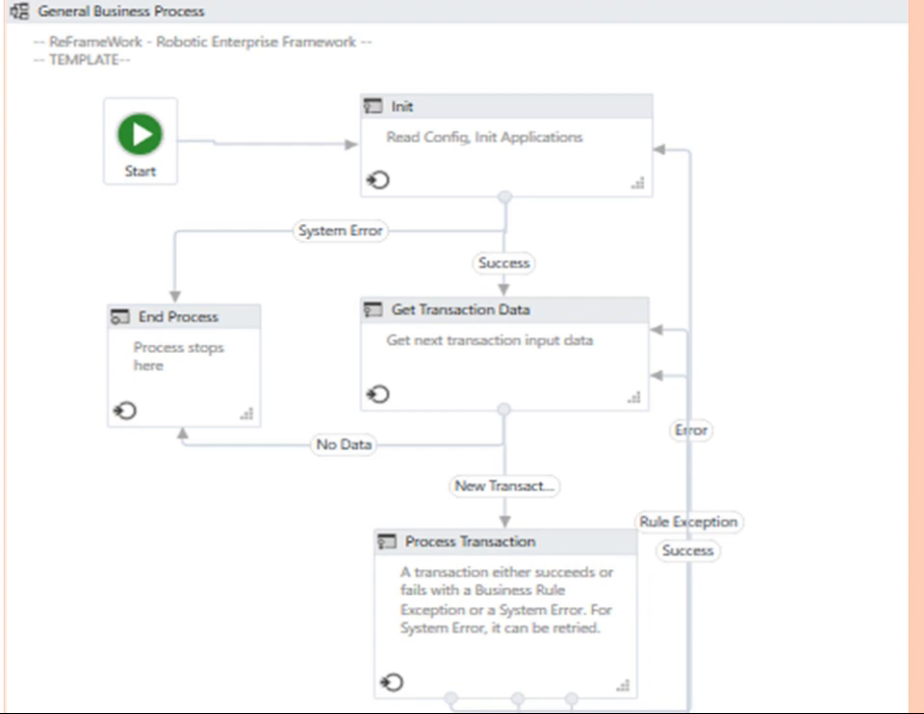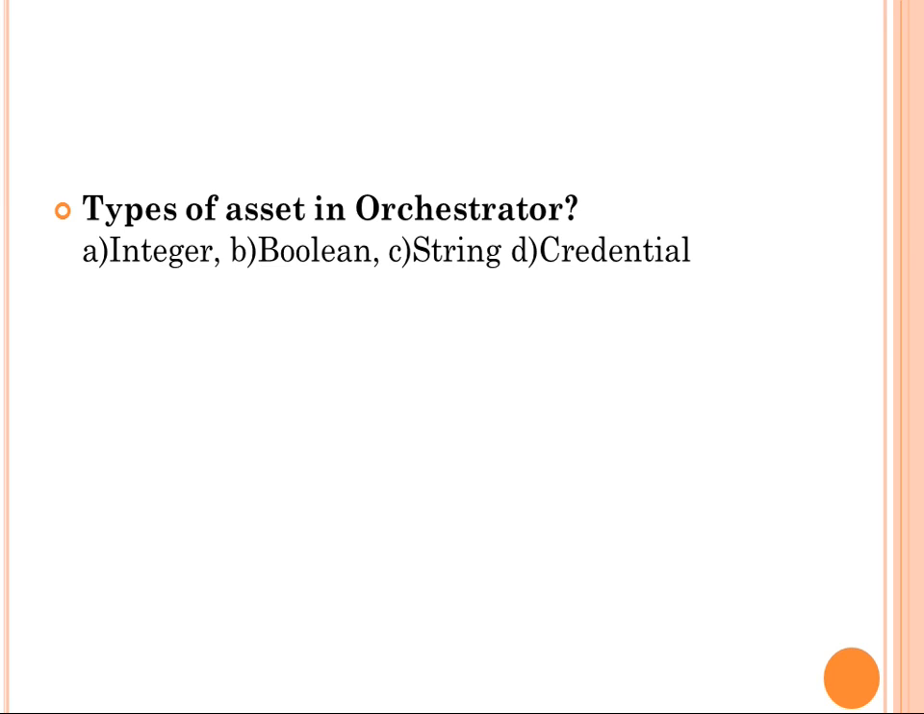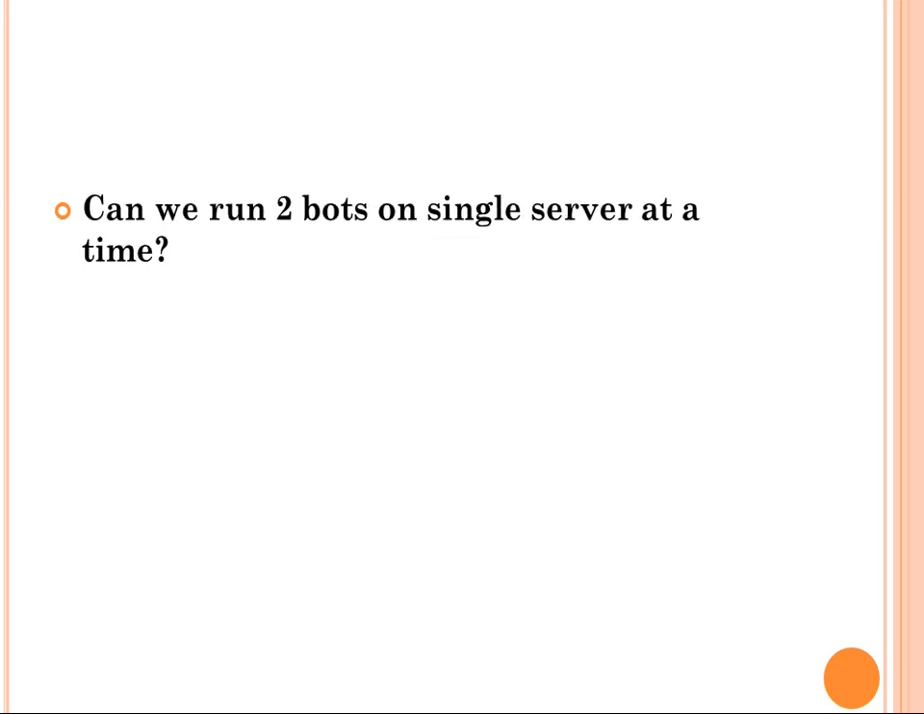Okay, so this is an important point about the importance of the RE framework. The RE framework can be used in complex business scenarios with respect to automation. Let's move towards the next question. Types of assets in Orchestrator. We have already discussed this: integer, boolean, string and credentials.